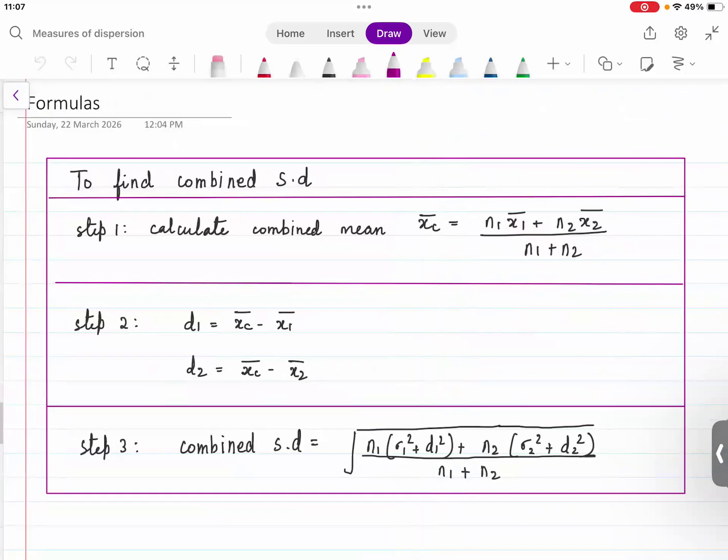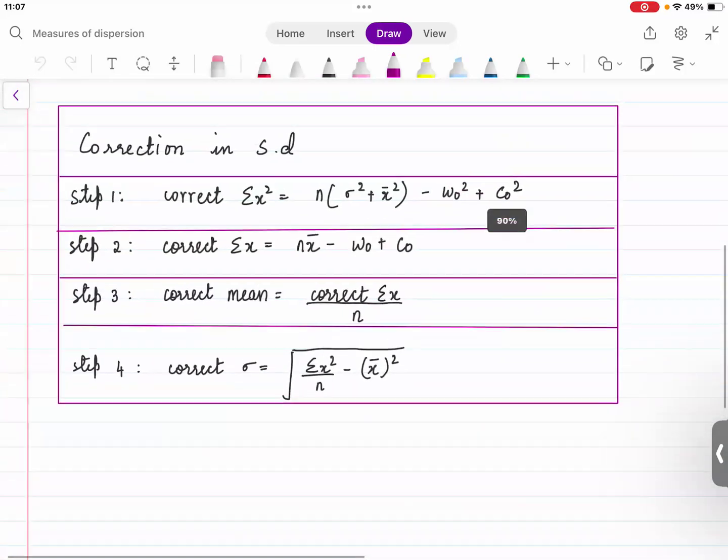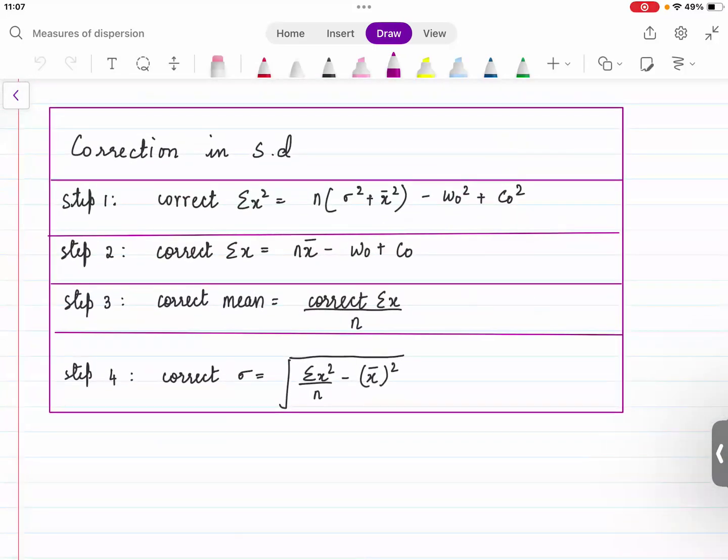Okay, so now let us see how to do correction in standard deviation. That's the next topic. Totally, there are 4 steps. Step 1, we have to find the correct value of summation x square. For that, we have to calculate n into sigma square plus x bar square minus wrong observation square plus correct observation square. So this is the first step.